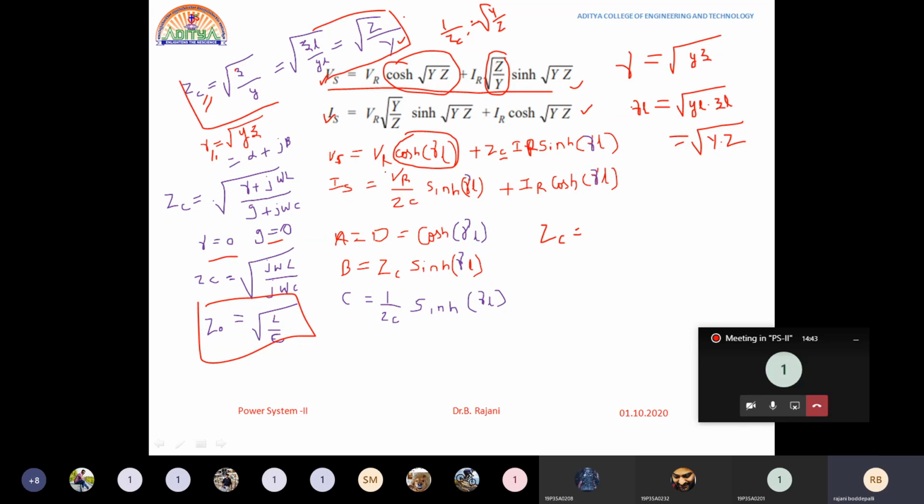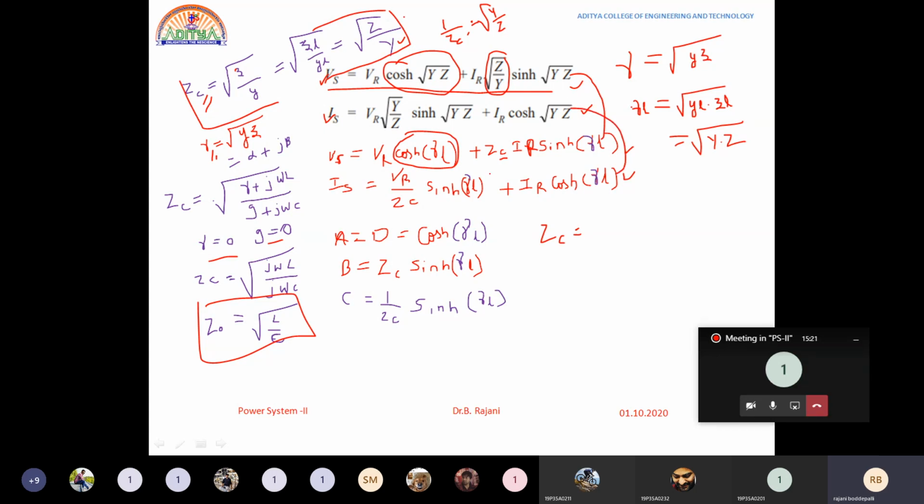Similarly, Is is equal to Vr by Zc, because 1 by Zc is equal to root Y by Z. So Vr by Zc into sinh root over Yz. In place of root over Yz, can I place gamma L? This is gamma L plus Ir cosh gamma L. These are the two equations I have. This equation is similar to this one, and this equation is similar to this Is equation. These two are similar and these two are similar.